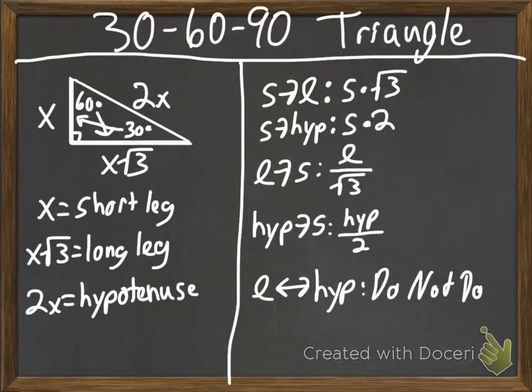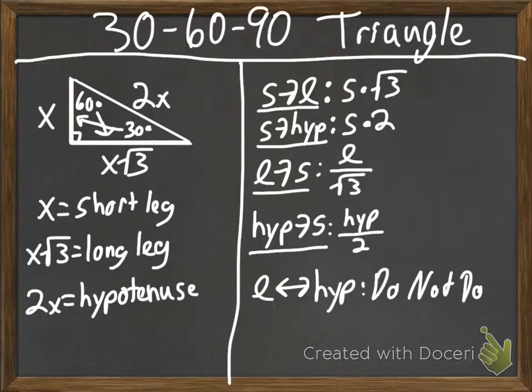So, the formula to go from the short leg to the long leg is over here on the right. What you do is you take whatever the short leg is times square root 3, and that gives you the long leg. To go short leg to hypotenuse, you take the short leg times 2, and then you get your hypotenuse. If we want to go backwards, if we want to go long leg to short leg, we take the long leg divided by the square root of 3. And if we want to go hypotenuse to short leg, we're going to take the hypotenuse divided by 2.